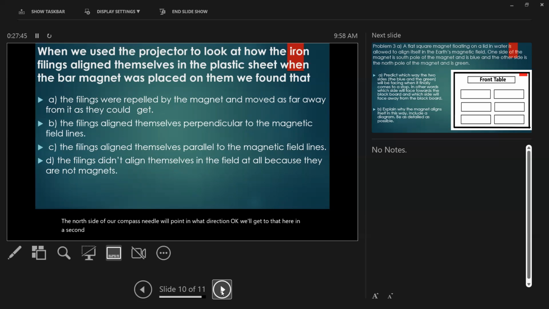You see all the iron filings were repelled by the magnet. Well, that's wrong. The filings align themselves perpendicular, no, parallel. So C, the filings align themselves parallel to the magnetic field. That's the one you'd want to pick. The filings didn't align themselves in the field at all because they are not magnets. Well, they're not magnets. That part is true unless we magnetize them, but they still react to the magnetic field.